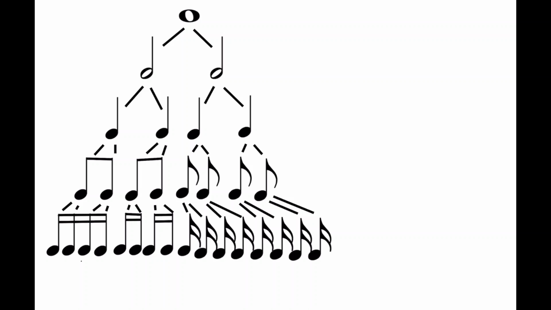On the far left here, I've got them beamed four together. Here we've got two beamed together, two sets of two, or we can have the double flags over here for our 16th notes. That means that there are two 16th notes in an eighth note, four 16th notes in a quarter note, eight 16th notes in a half note, and 16 16th notes in a whole note.